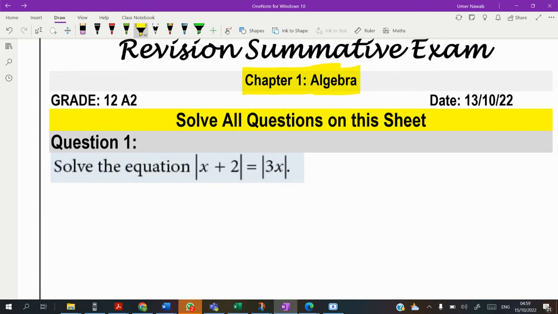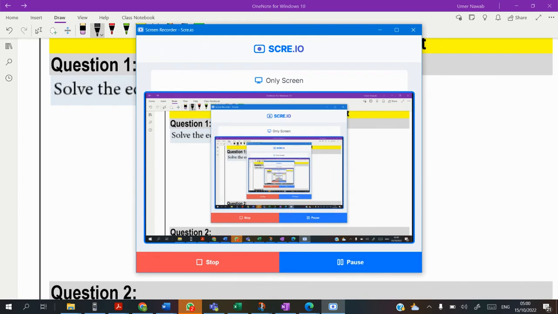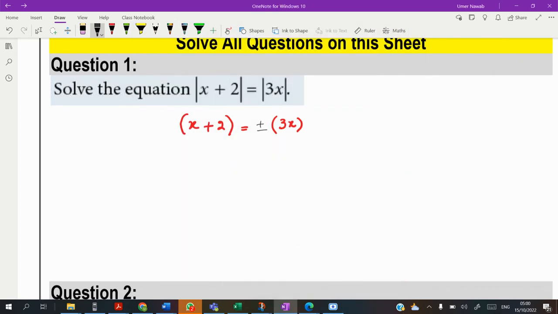So this is chapter number 1, algebra. The very first question is an absolute equation because we have absolute on the left and absolute on the right. So what are we going to do first? We will replace these bars by brackets, x plus 2, and the bar around 3x will be replaced by brackets. One more thing which is added, a plus minus sign, because if you put the plus minus sign around it, it will turn it into two equations.